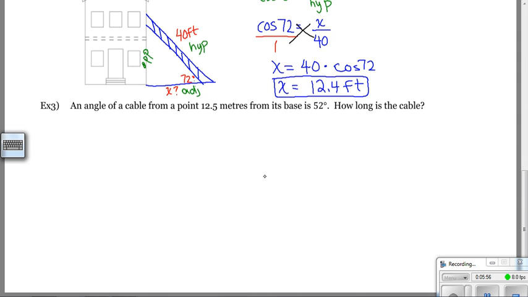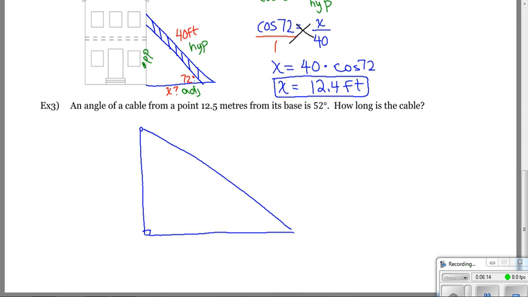Let's do the last part. An angle of the cable from a point 12.5 meters from its base is 52 degrees. So let's draw the pole for the wire, the cable. This is very big. My wire is, we don't know, call it X. Alright, so then this is our 52 degrees because the base is the bottom. It's not going to be too clear. And we know that's 12.5 meters on the ground.